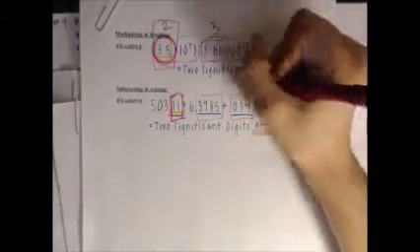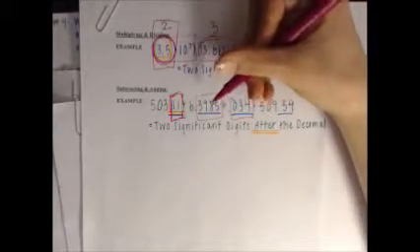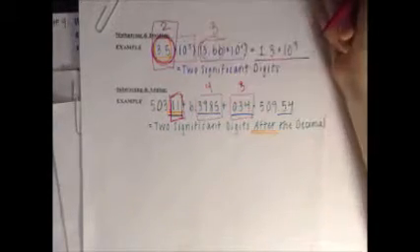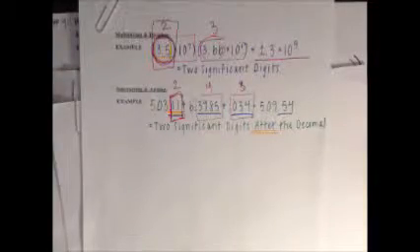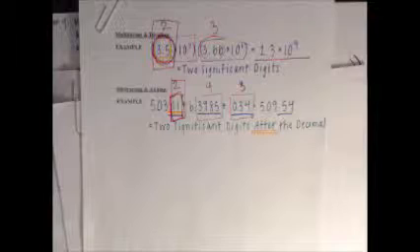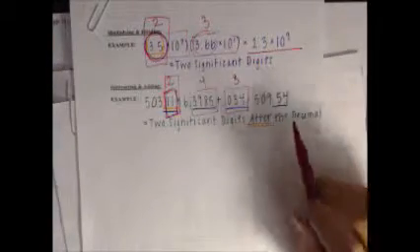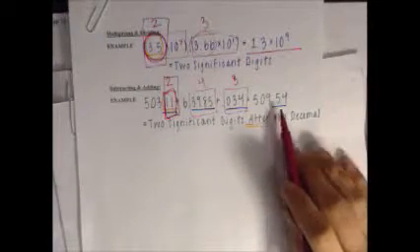This number right here has 3 significant digits after the decimal. This has 4 significant digits after the decimal, and this has 2 significant digits after the decimal. As previously stated, the smallest number of digits after the decimal determines the number of significant digits. Therefore, this number determines it, and we will have 2 significant digits after the decimal point in our final answer, giving us the final answer of 509.54.